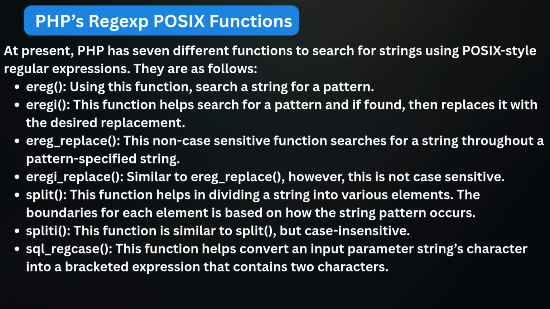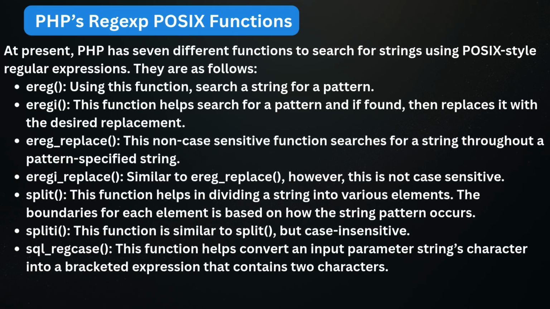In earlier versions of PHP, there were 7 main functions that allowed developers to search and manipulate strings using POSIX-style regular expressions. Although most of these functions are now deprecated in modern PHP versions, it's still important to know how they worked, since they laid the foundation for today's more advanced regular expression methods. Let's go through each one briefly.